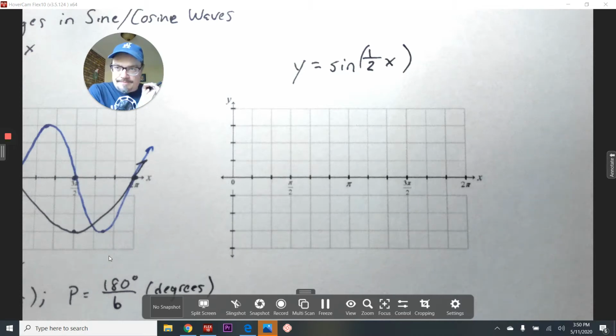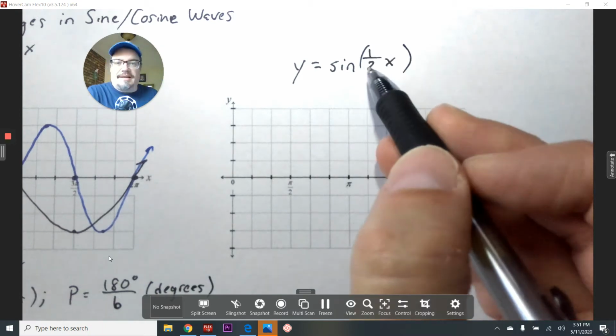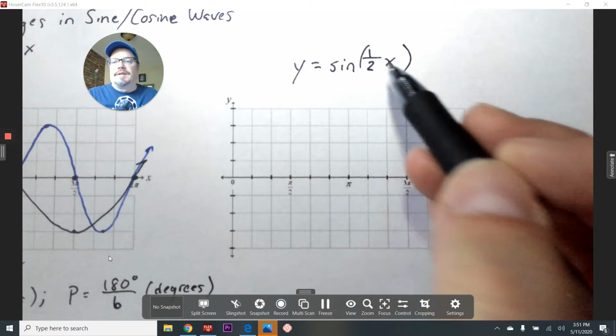This happens when the b value is smaller than 1, in between 0 and 1. You'll never have to worry about them being negative because that's irrelevant. A negative, we'll talk about that another time, but a negative sign would be attributed to the amplitude first, right? We're going to put a negative sign on the very front. We would never put a negative sign on the inside of these parentheses.